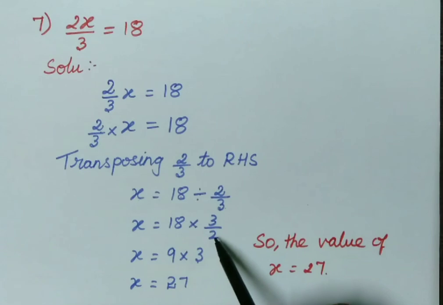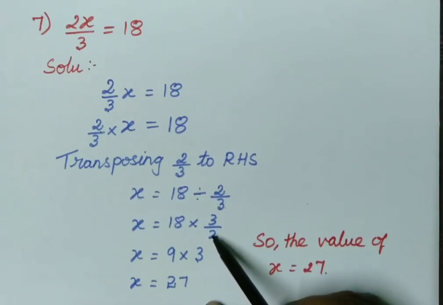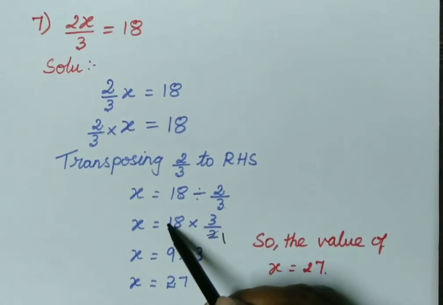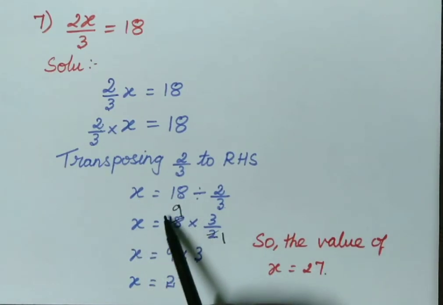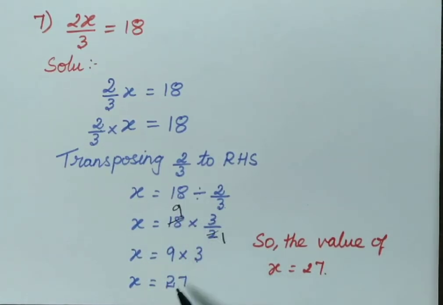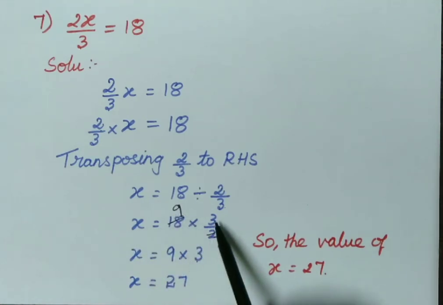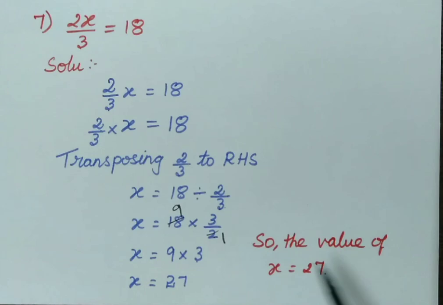Now 18 and 2 can be cancelled. So 2 ones are 2, 2 nines are 18. Now we have to multiply 9 into 3 so that we can get the result. 9 threes are 27. So the value of x is 27.